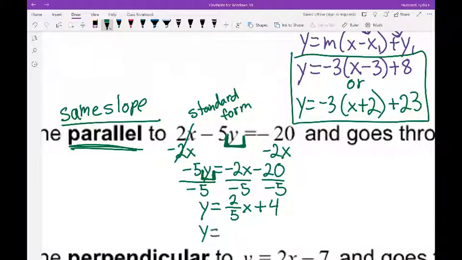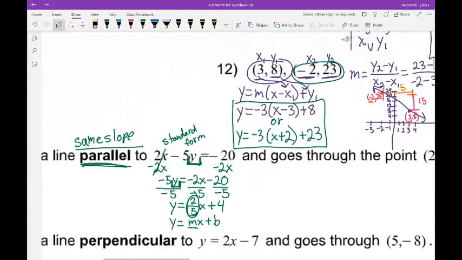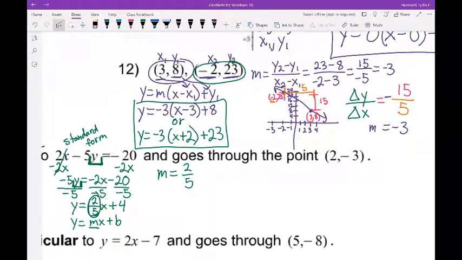Now this is in y equals mx plus b form. So we can pick out our slope, which in this case is 2/5. That's where the m is. So because we want something parallel, we want our new line to have that same slope. So our new line is going to have a slope of 2/5. And it says it's going through the point (2, -3), which again is x1, y1.